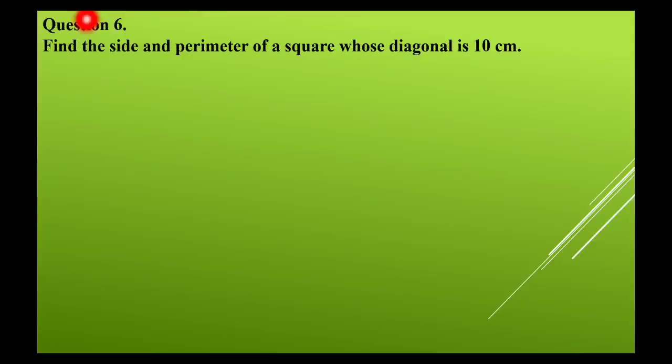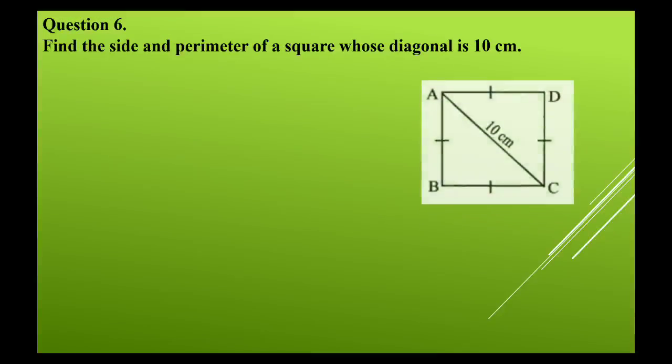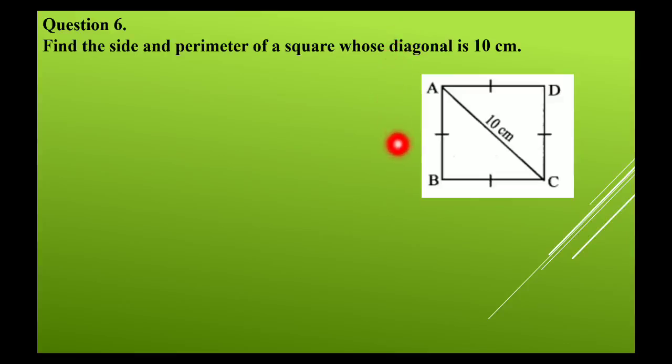Question number 6. Find the side and the perimeter of a square whose diagonal is 10 centimeter. Okay, we have to draw a square. So, I have drawn a square ABCD whose diagonal is 10 centimeter. I have to find the value of the side of the square.